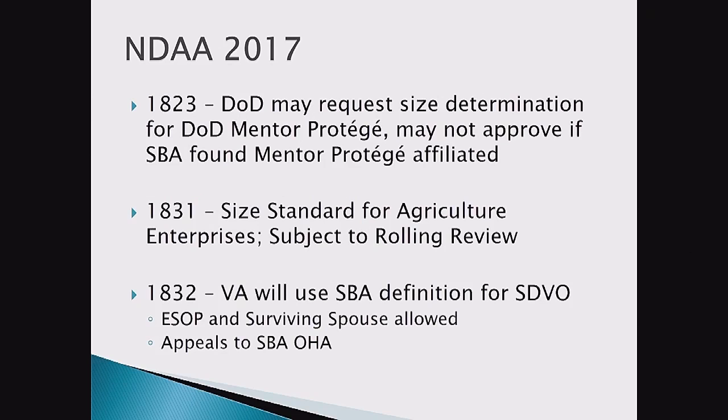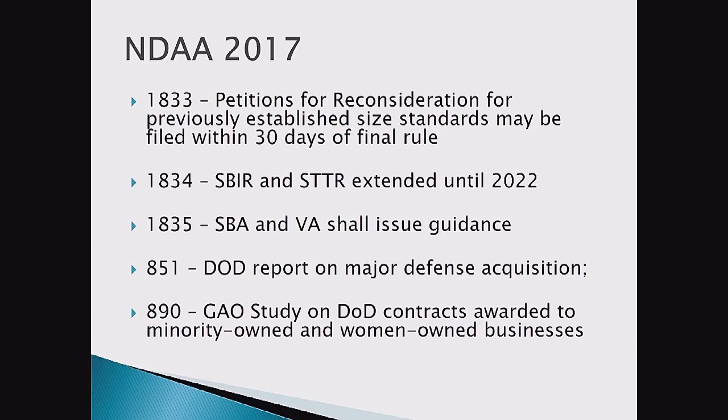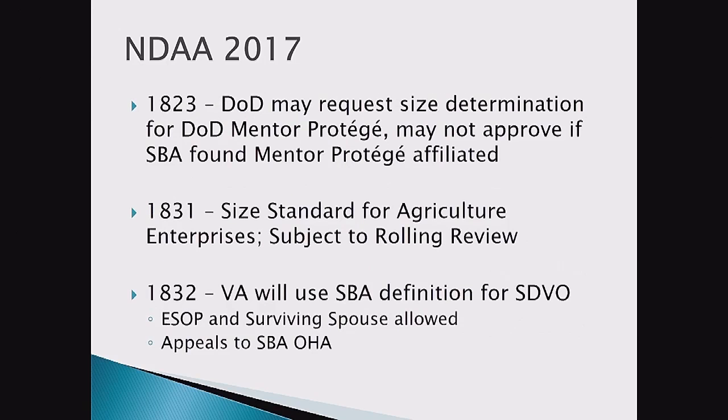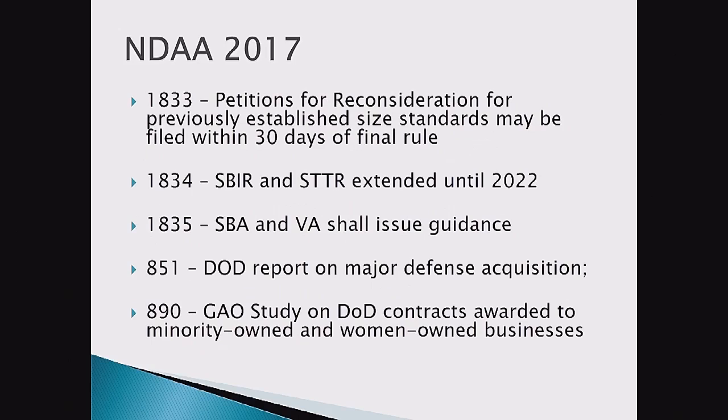Some clarification around what DoD does in connection with their Mentor Protégé program. It allows us to create size standards for agricultural enterprises. And then a big change is that the VA will no longer be using their own definition for their program. The VA has their own statutory authority to do set-asides for veteran-owned businesses. We're going to have the same definition, so we're going to work with them to issue joint rules. And then if you're found to be ineligible, you'll be able to appeal to our Office of Hearings and Appeals at SBA if you're applying to the VA.